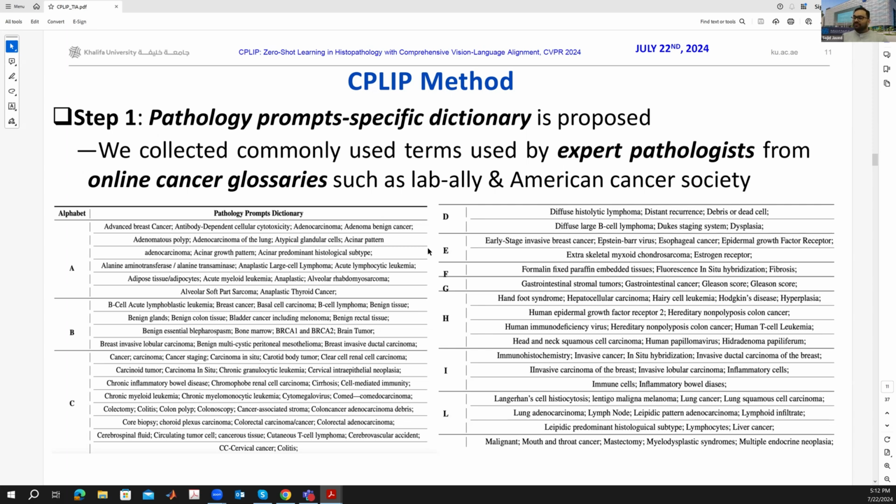These are a couple of the commonly used terms used by the pathologist in our pathology prompts dictionary, such as adenocarcinoma, lung cancer, cervical cancer, colitis, diffuse histologic lymphoma, and a couple more. So we collected about 500 pathology prompts in this dictionary, and on top of that we further clean it, which I would like to show in the ablation study.